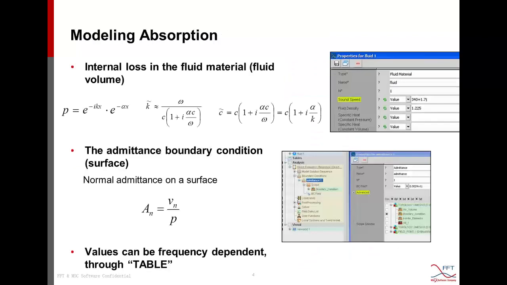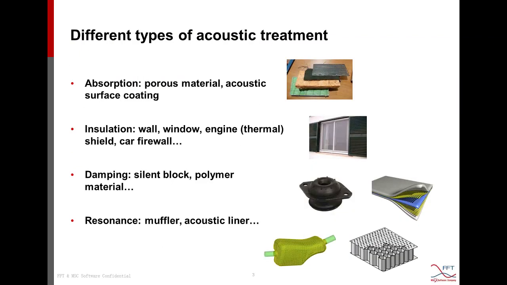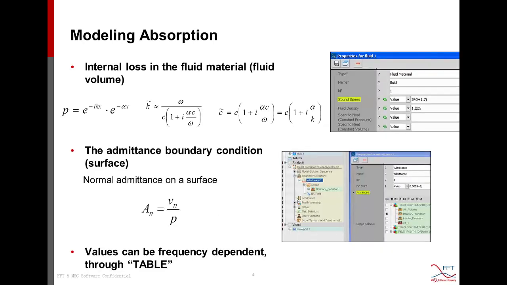So these are the typical treatments that are used in product design. Now let's take a look one by one at how to model these different types through software capabilities in Actran.